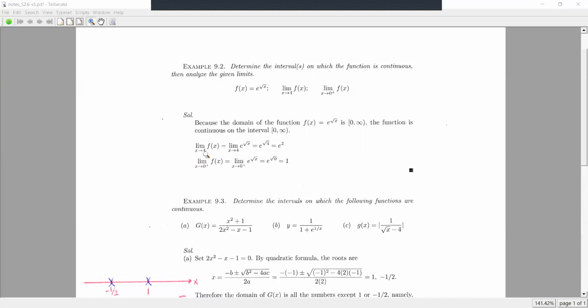X approaches 4, plug in the number 4 in x, then we get the limit is e to square root of 4, it is e squared. Similarly, to find this limit, plug in 0 in x, then we get the limit is e to square root of 0. It is 1.